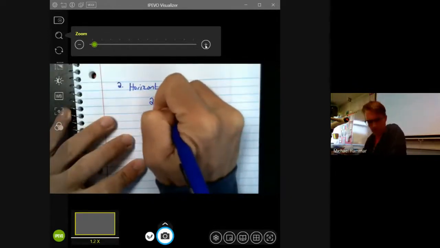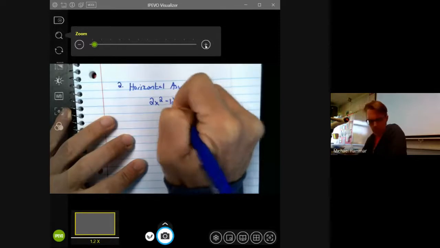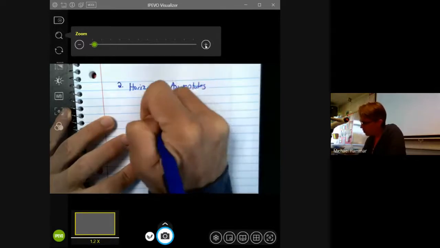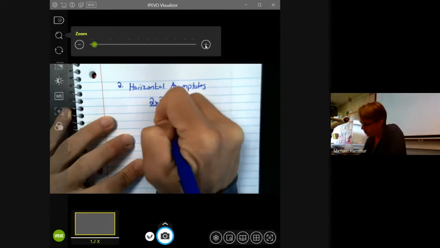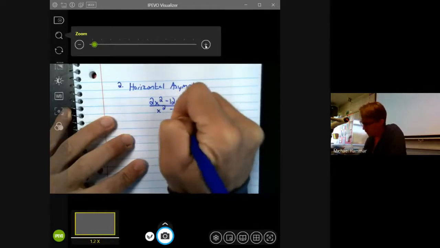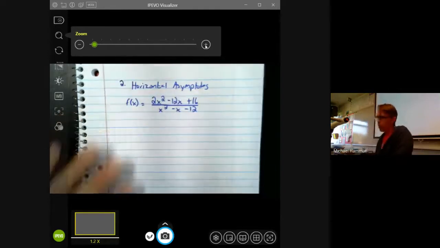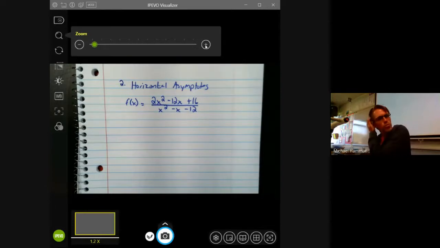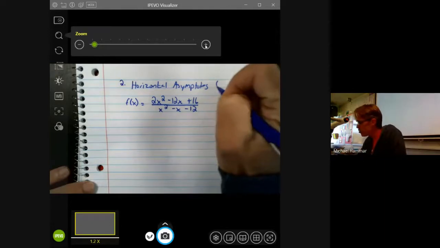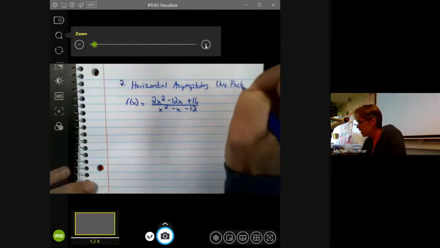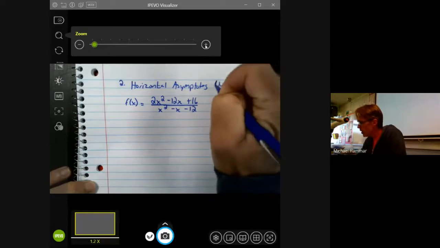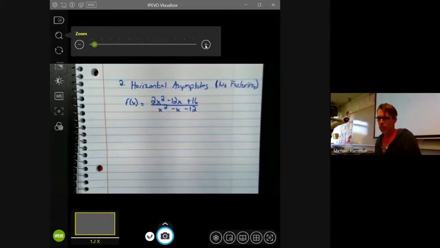So we have 2x squared minus 12x plus 16 over x squared minus x minus 12. Now, with horizontal asymptotes, you do not need to factor the expressions. So there is no factoring necessary to find the horizontal asymptotes. The key here is the beginning numbers, the things we're going to do most often.